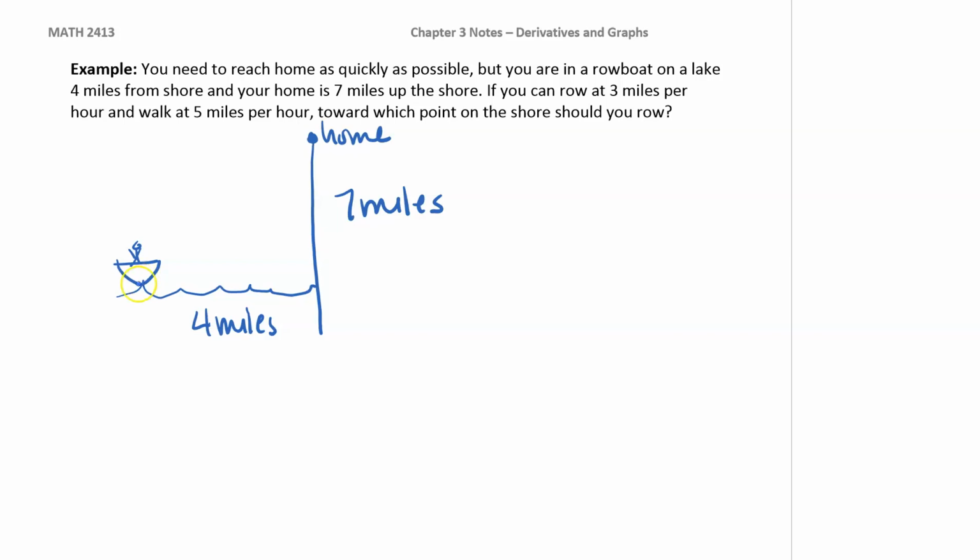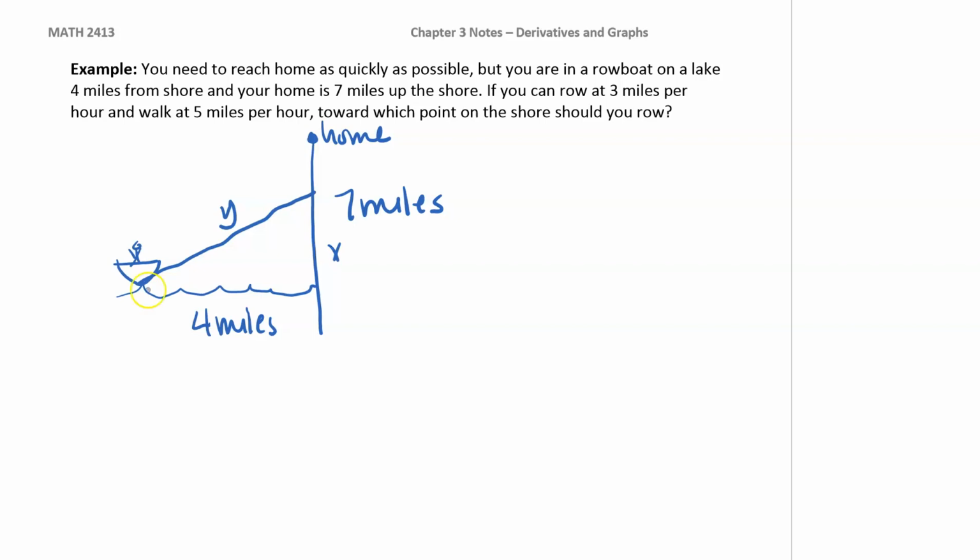And so we're trying to figure out, if we extend this way, we'll call this Y, we'll call this X. We need to figure out where we need to land on the shoreline to really maximize our speed of our rowing and our walking in combination. And obviously we have to have both, because we are 4 miles away from shore. So at some point you got to row back to shore.